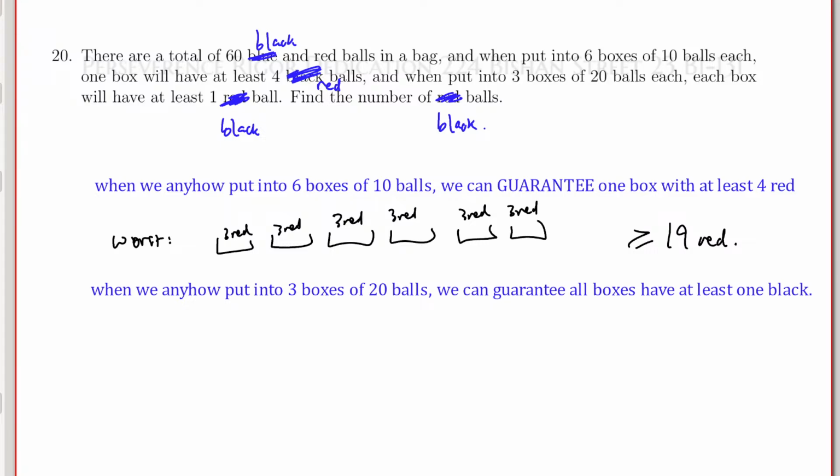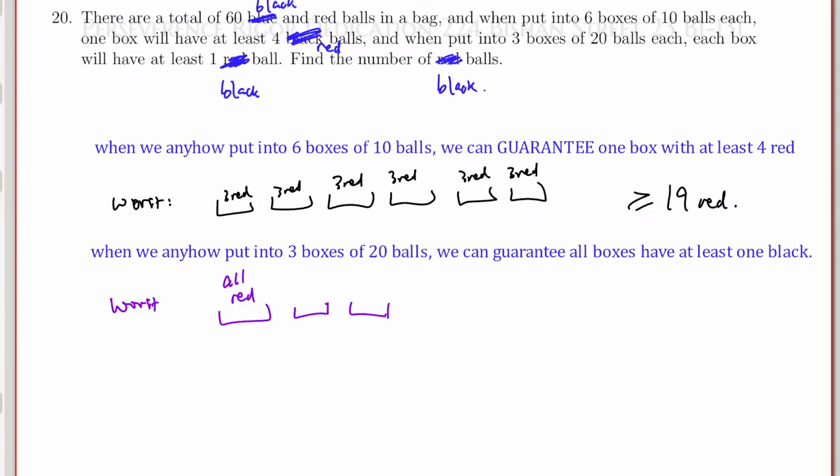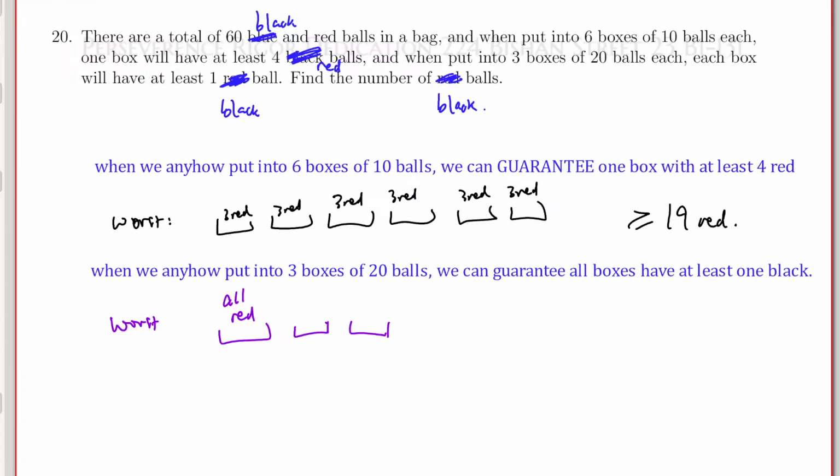Okay, so in this case, again, let's take a look at the worst case scenario. The worst case scenario is when all the red go into one single box. If all the red goes into that one single box, it must still have at least one black. So even if all the reds go into one box, there's still at least one black there.